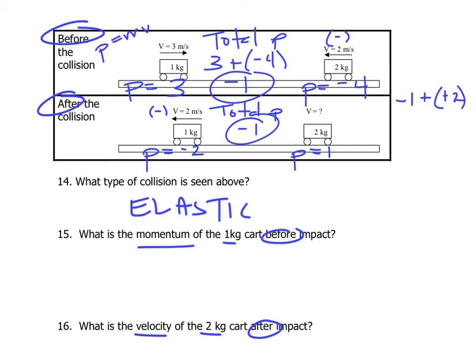So mass times velocity: I've got a momentum of 1 and a mass of 2, and I want to solve for velocity. P equals mv. I divide by 2 on both sides. These 2's cancel, and I've got 1 over 2 equals v, which is simply 0.5.